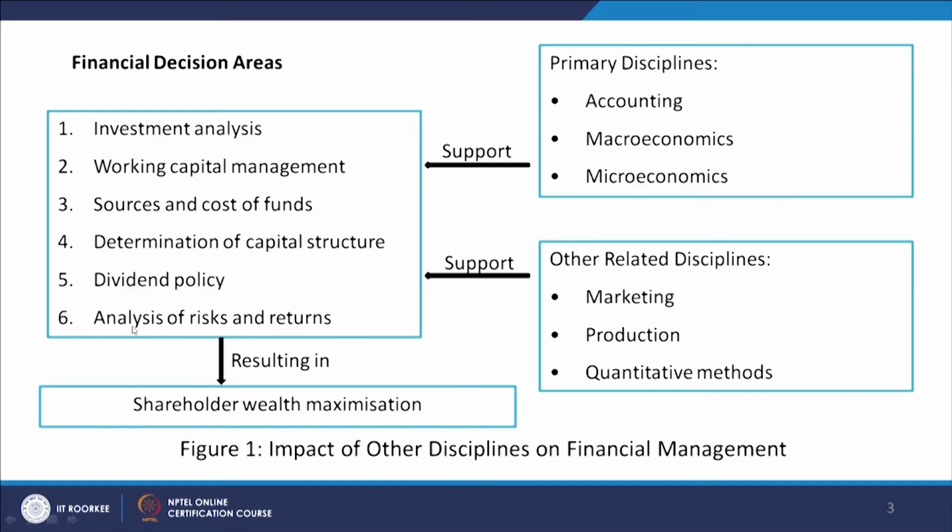Now, we move to the other areas. To have better financial management of any organization, any company, you have to have the other supportive disciplines also, and you have to carefully manage those areas too, because every supportive discipline can be translated in terms of finance, right. For example, the primary disciplines which go hand in hand with finance are accounting, macroeconomics and microeconomics.